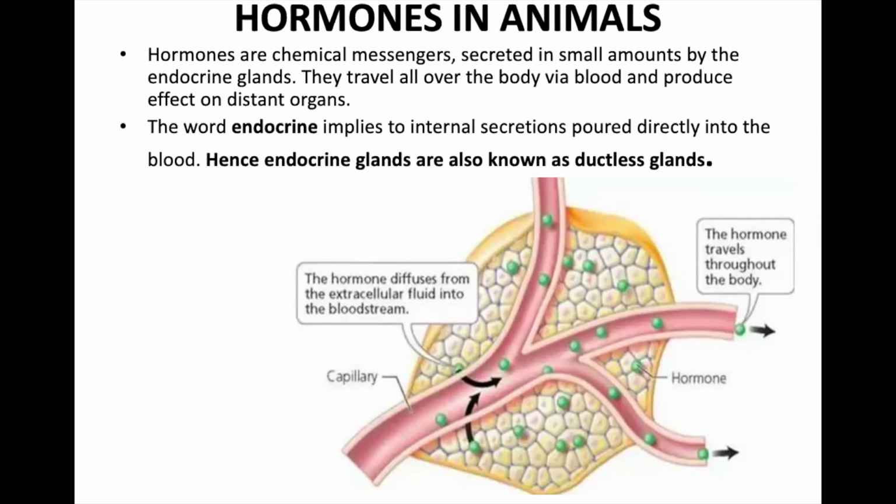The word endocrine implies internal secretion put directly into the blood, and therefore such endocrine glands are also called ductless glands. This is an example of the pancreas. It is releasing the hormones insulin and glucagon directly into the bloodstream.